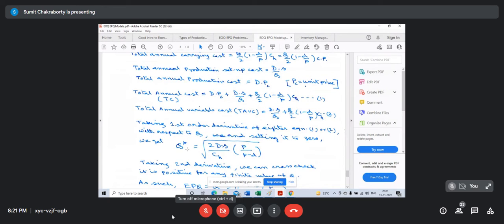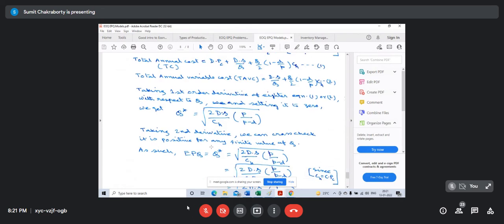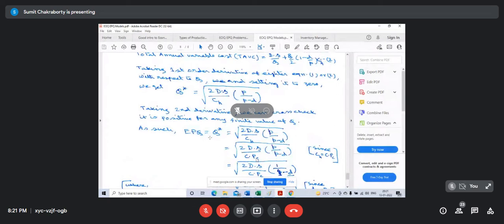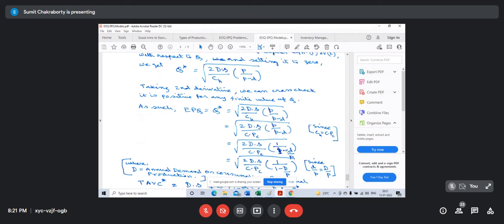You take the first order derivative, and cross check with any finite value of Q for the second order derivative. You will definitely find it positive. If it is greater than 0, then EPQ equals Q star equals the square root of 2DS by CH or CPC, multiplied by P divided by P minus D.